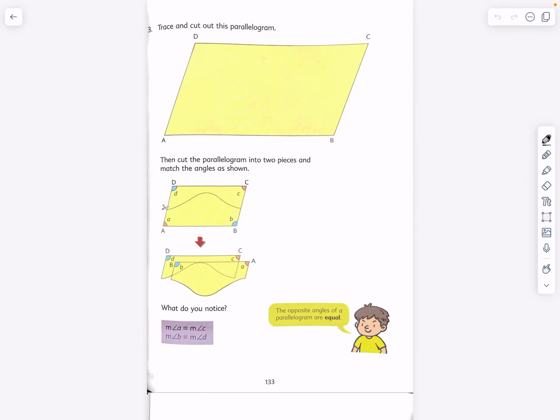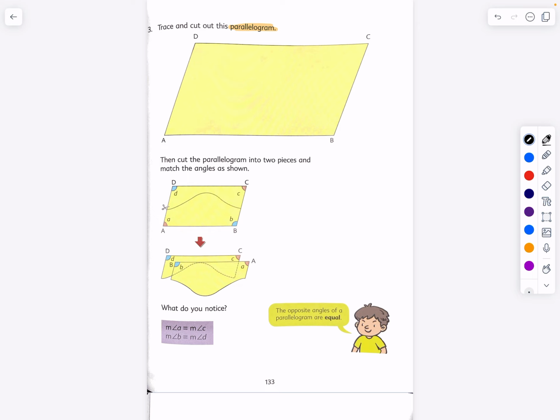Hello, the topic of today's lesson is to continue studying quadrilateral shapes. To be more specific, we're going to focus our attention on parallelograms. Let's review what it means to be a parallelogram.